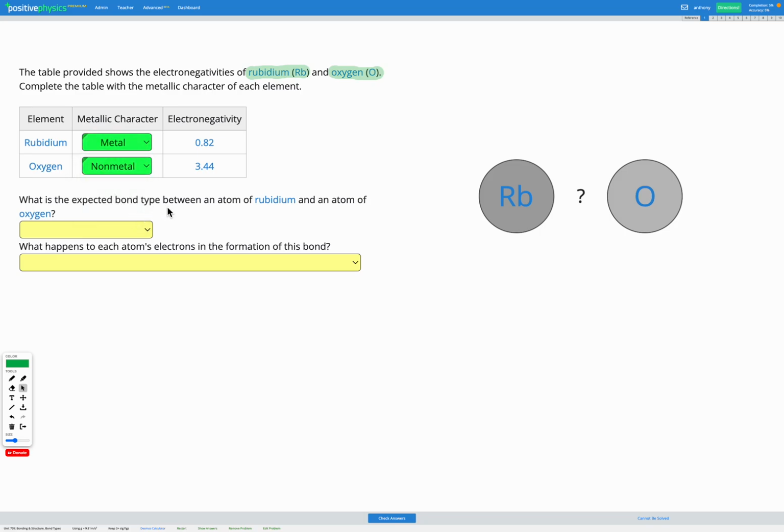So we're trying to figure out what type of bond we think will form. There are two things to look at here: the type of element we have, the metallic character, and the electronegativity. If we have two elements with opposite metallic character, one a metal and one a non-metal, that's typically going to result in an ionic bond being formed. So a metal plus a non-metal is going to result in an ionic bond.